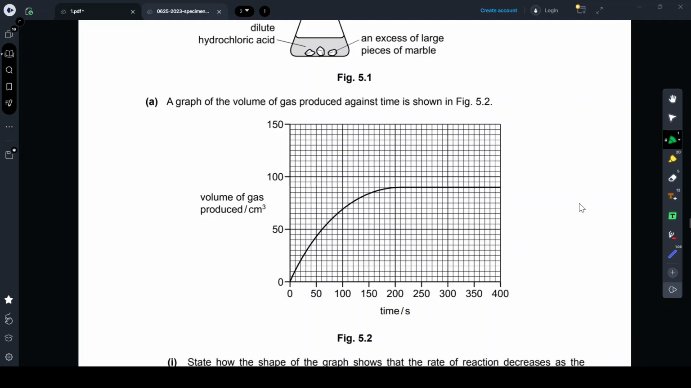It would speed up the reaction. Okay, so it will happen more quickly, which means what? That it will reach the maximum volume in less time and it will give off more gas more quickly. Yes. Do you agree, Sobi? Honestly, I don't know. Okay, so this is what it should look like. It would be steep.